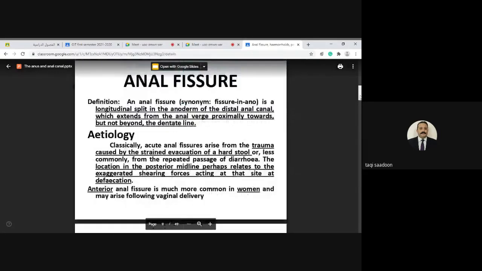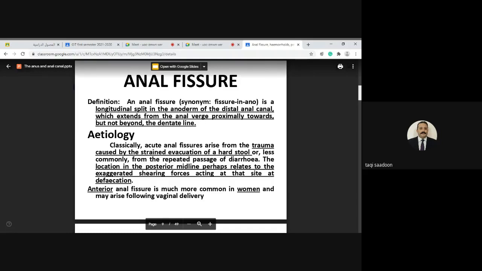So to start with, anal fissure. Anal fissure is a longitudinal split in the anoderm of the distal anal canal, which extends from the anal verge proximally towards, but not beyond, the dentate line. A classic acute anal fissure arises from trauma caused by the strained evacuation of a hard stool. So the problem is constipation and painful defecation.